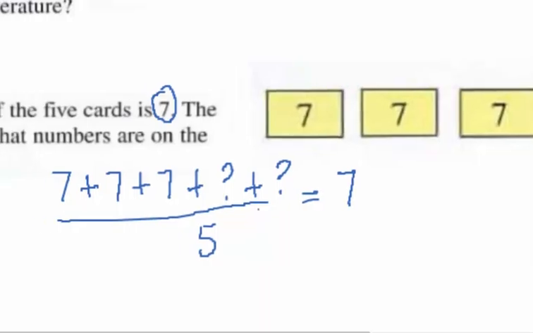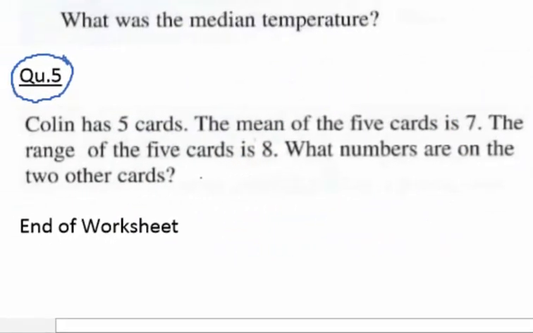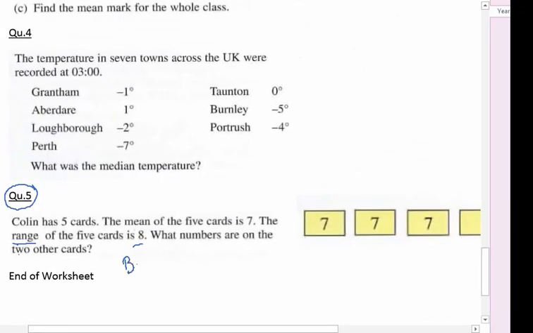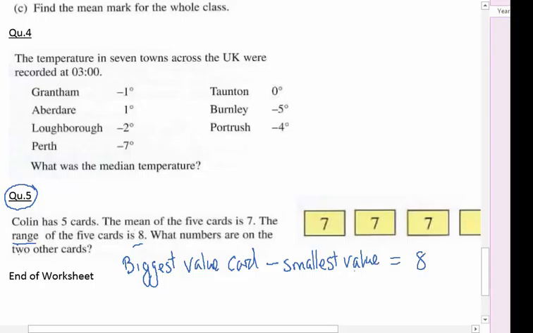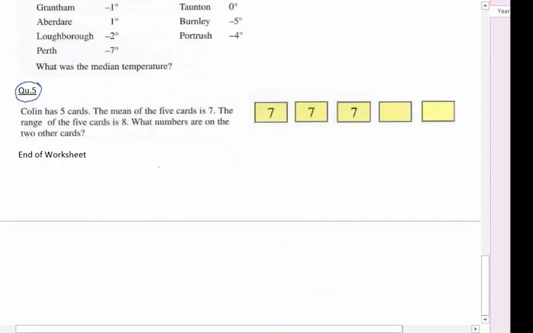The other clue we've got is that the range of the cards is 8. So if we take the biggest value card and we subtract off the smallest value, we should end up with 8. Best way to approach this really is to use a little bit of algebra and combine some of our ideas of algebra with averages. Because I don't know these cards here, I'm going to call the first card value X. I can call it anything until I know what it is. And I'll call the second card of value Y.